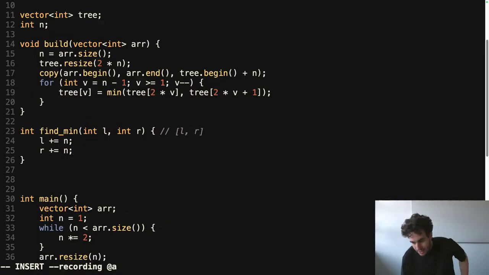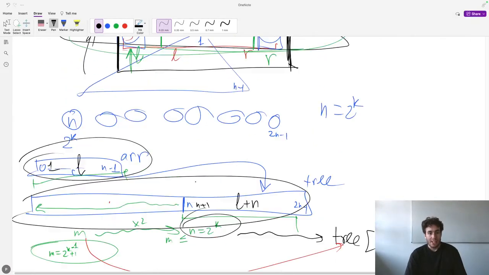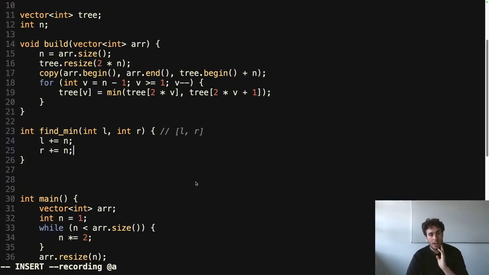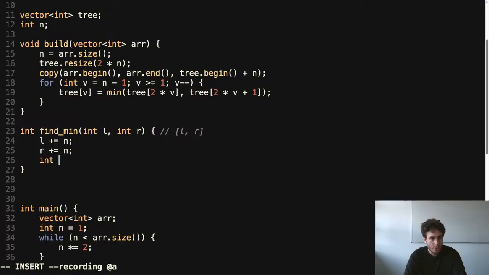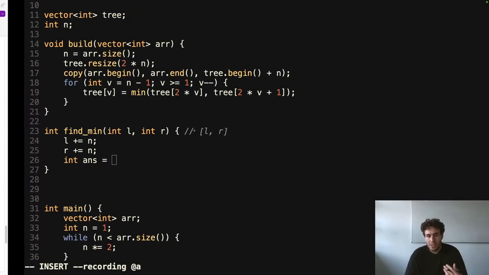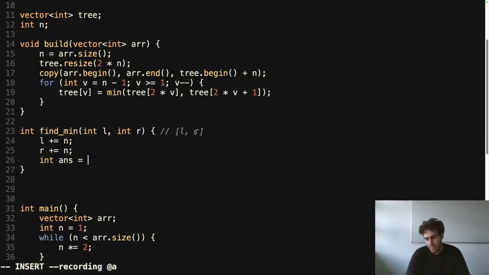And now we start from the last level of my tree, and then I go up, up, up, as I said. How do we do that? So let's store some kind of answer. We decompose our array into some kind of segments, and for each segment we know the minimum, and then we need to take the minimum out of all these segments. So we're going to store it in the variable answer.